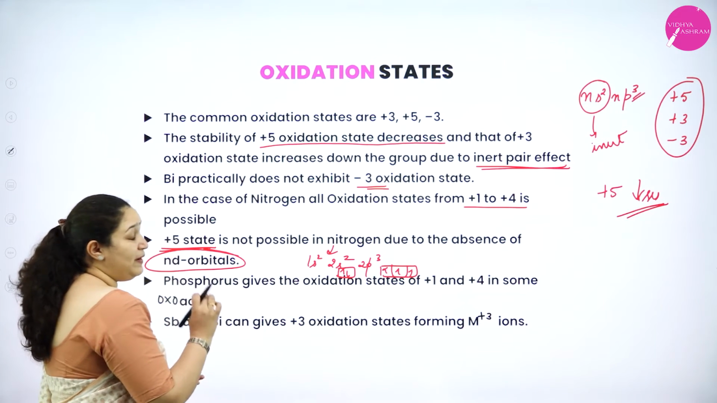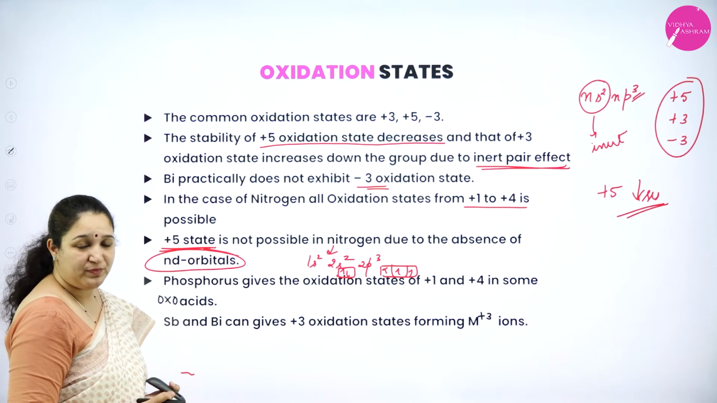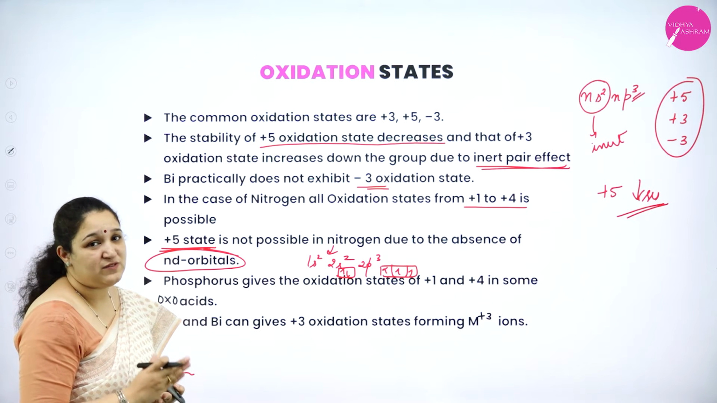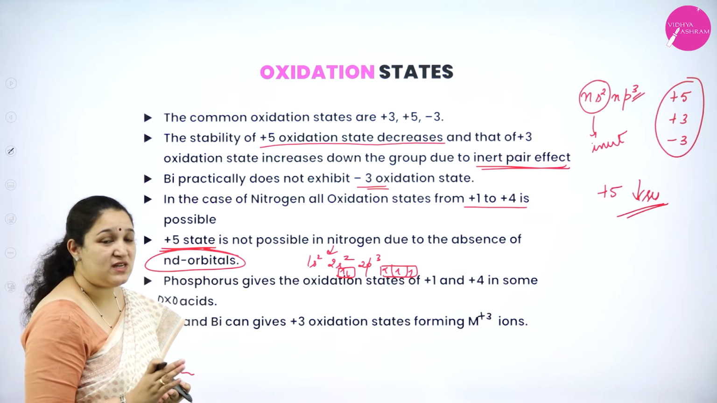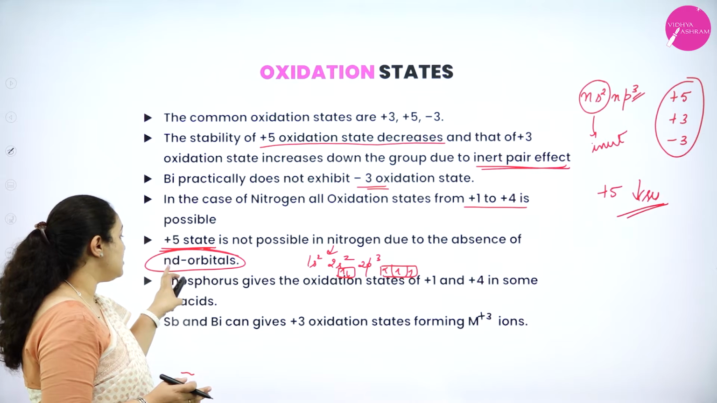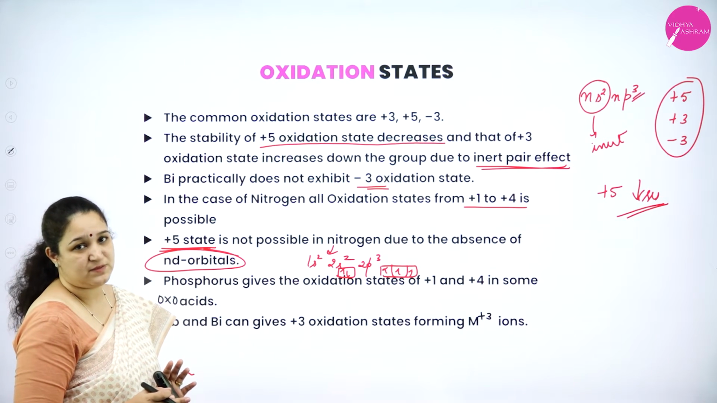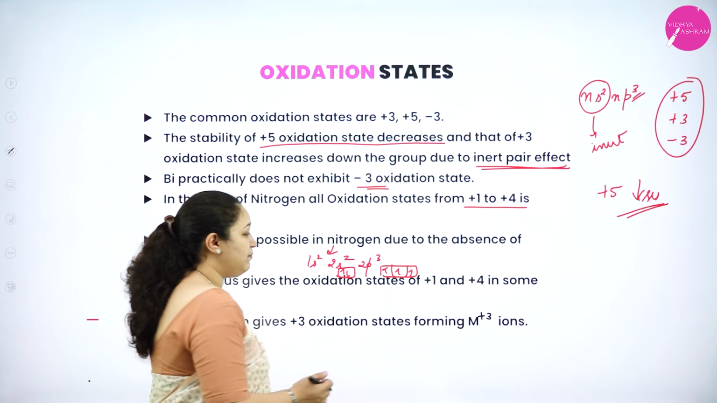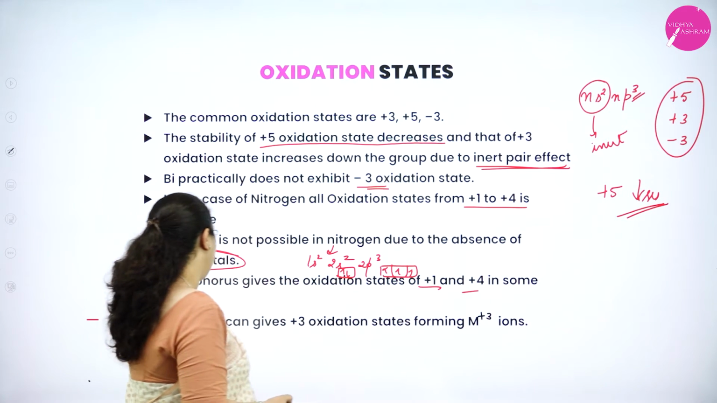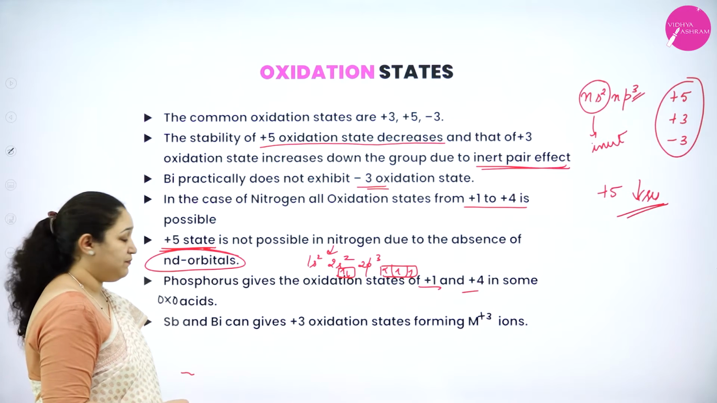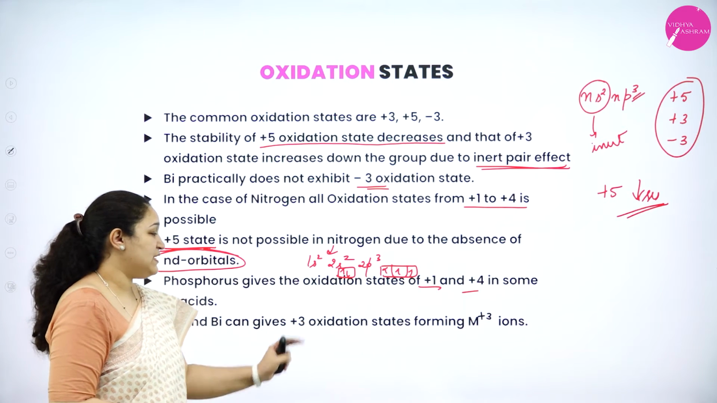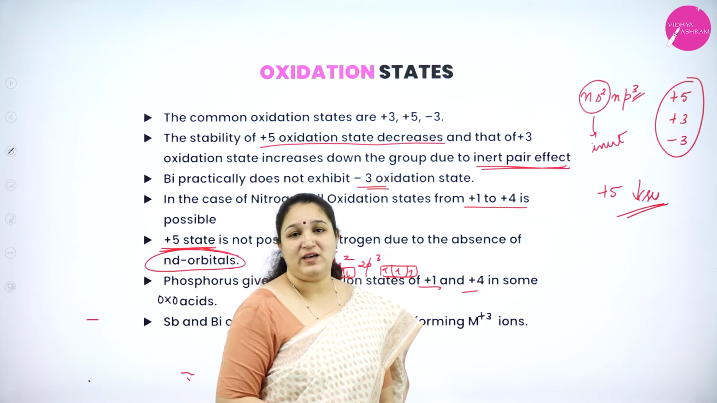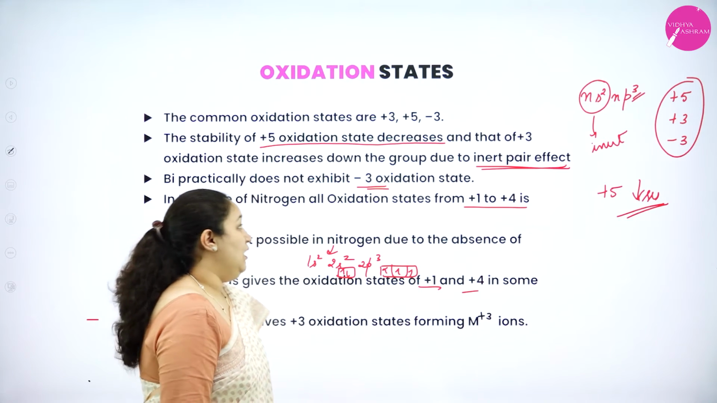It will show +1 to +4. It can also show -3, but it will not show +5 oxidation state. What is the reason? Because of the absence of d orbitals. Okay. Next, phosphorus gives oxidation states from +1 to +4 in some oxo acids. Antimony and bismuth give +3 oxidation state, forming M+3 ions.